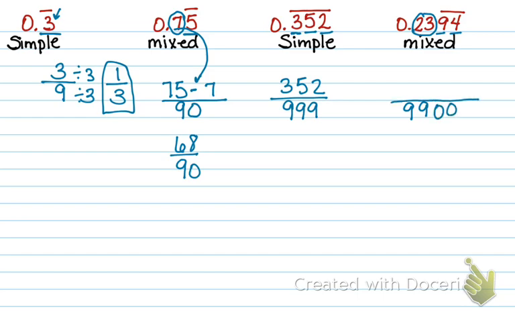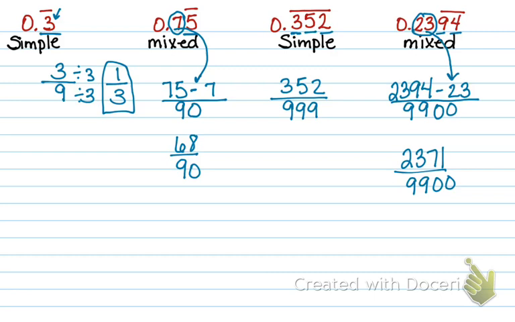Then I'm going to write the number that I had originally, 2394. And I'm going to take away from that the numbers that are not repeating, so minus 23. 2394 minus 23 gives me 2371 over 9900. And I would look to see if it can be simplified further.